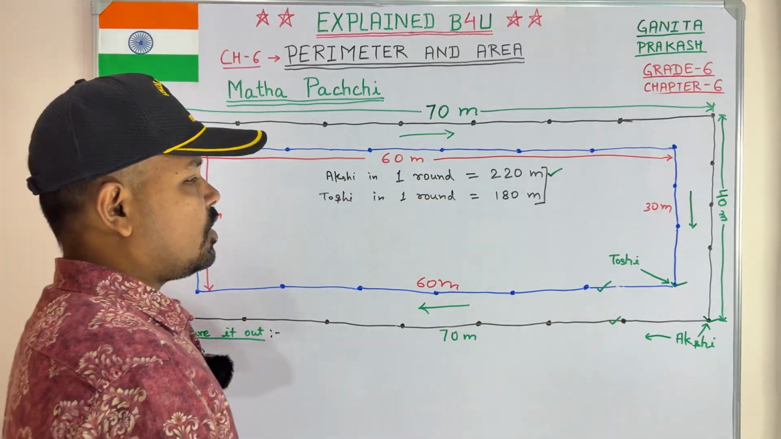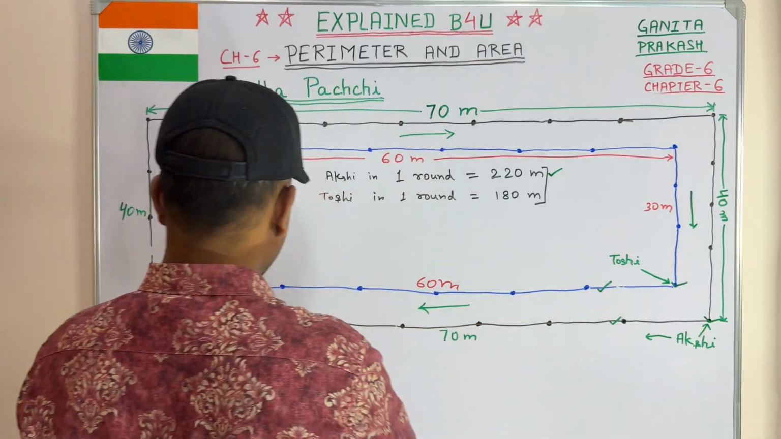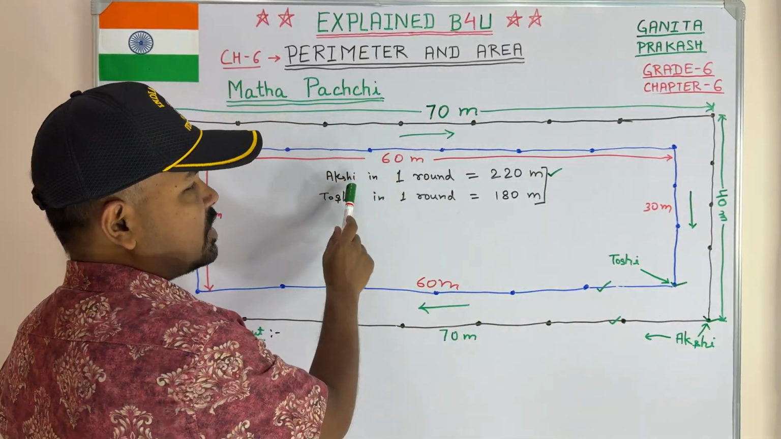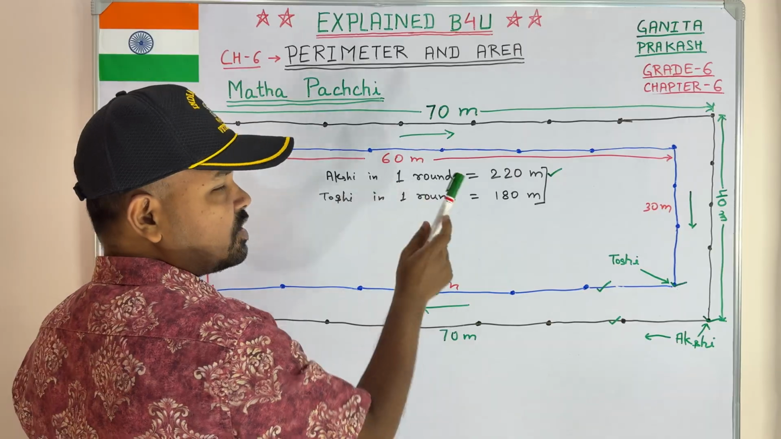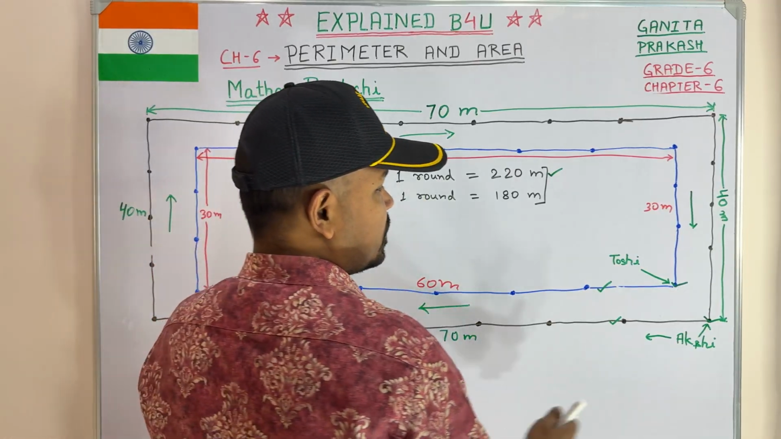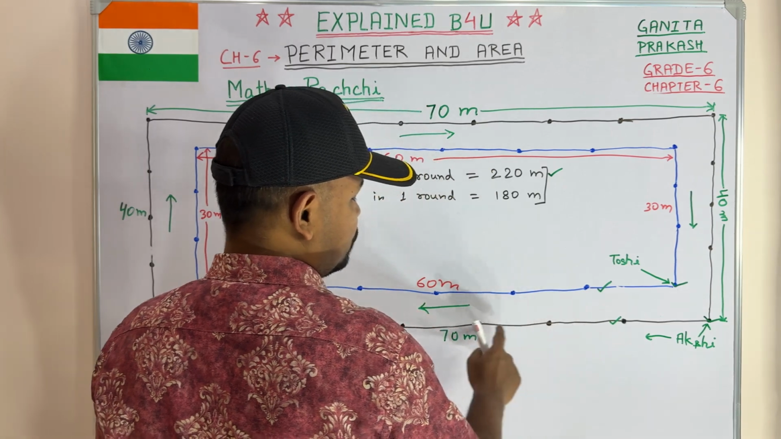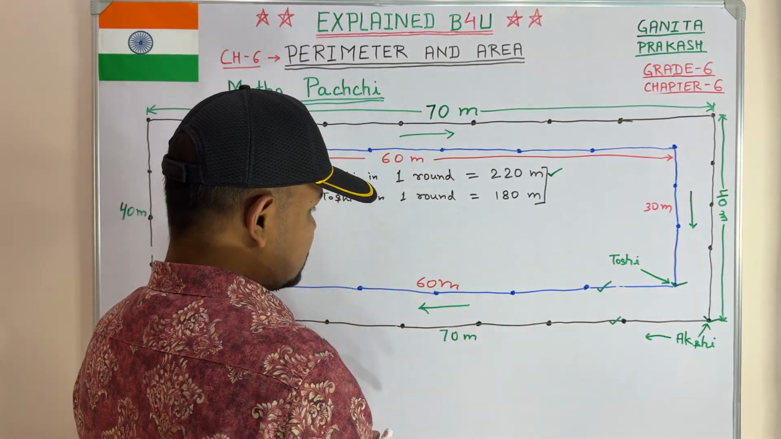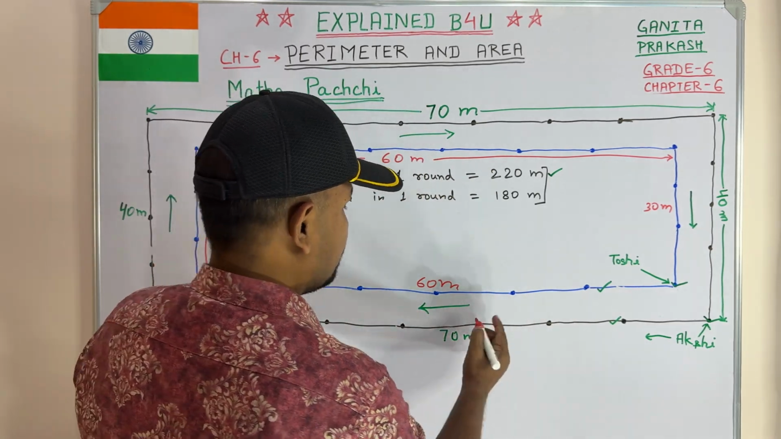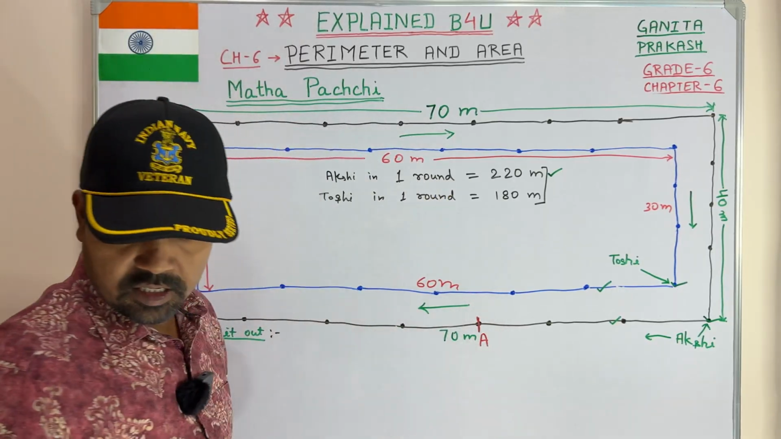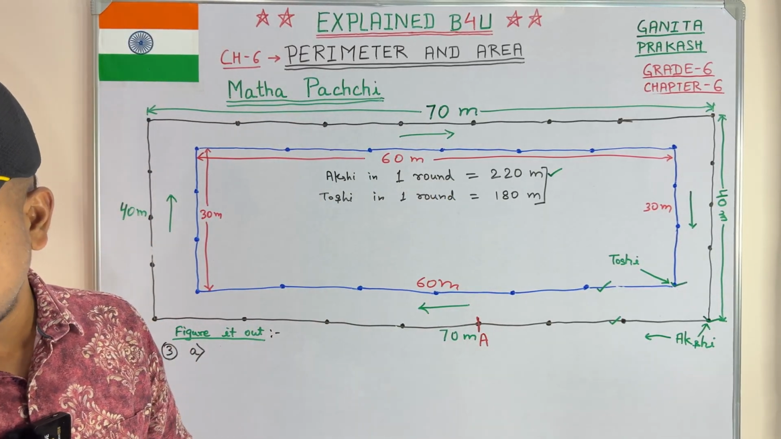Okay, so Akshi is starting from here. After one full round she will be covering 220 meter, because Akshi's covering in one round is 220 meter. Then from here 220, 230, 240, 250. So Akshi will be here. This is point A. You can mark this as point A.